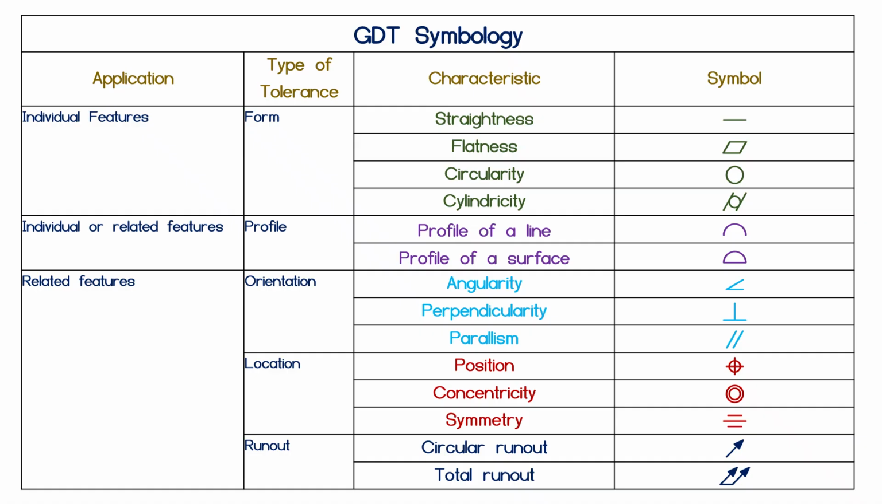In the orientation type, we have three tolerances: angularity, perpendicularity, parallelism. And in the location type: position, concentricity, symmetry. Circular runout and total runout are the related features. That means these three types of tolerances are related to a datum.